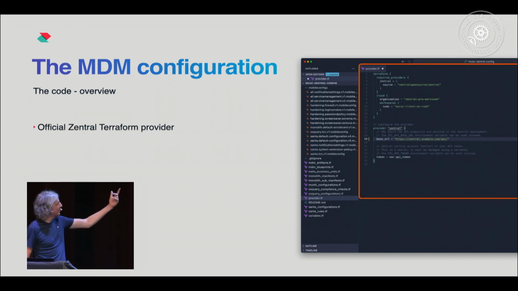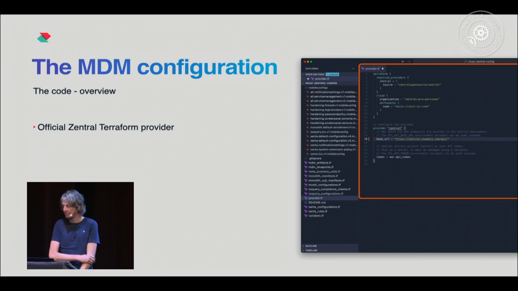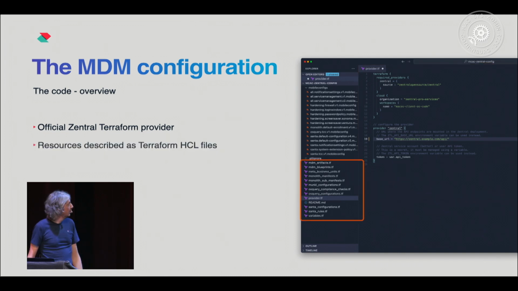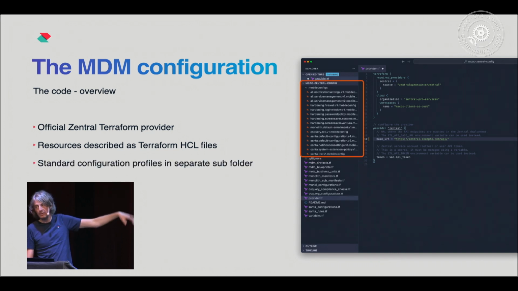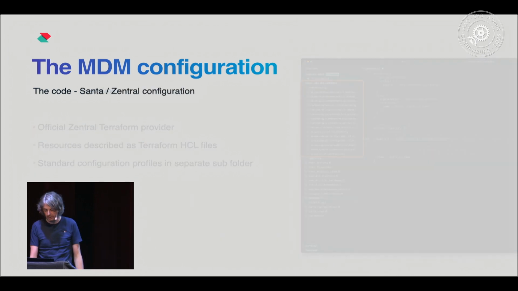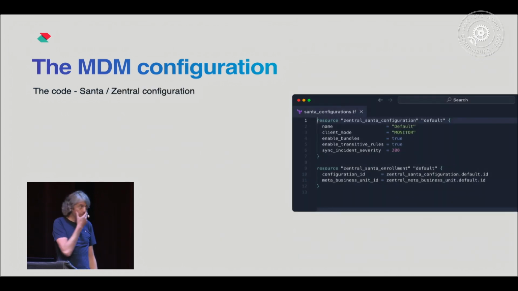So we've got the provider configurations. This is the official Terraform provider. We pointed to the Central server, and we have an API token. That's it. Here we have a resource. Resources are expressed as Terraform files, and we've got the mobile config. We decided to keep the configuration profiles in their original format, and we can inject them into the configuration. So how does the configuration look?